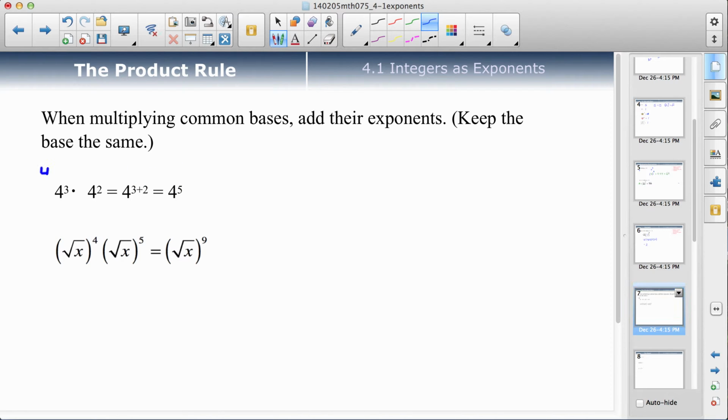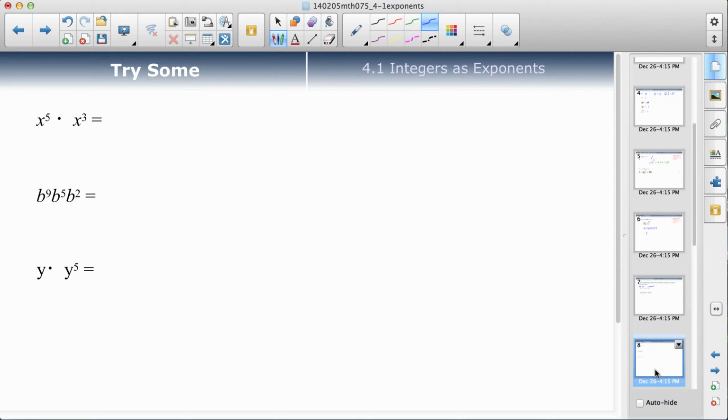You could write that out, I guess, as 4 times 4 times 4, and then this one is 4 times 4. And if you wanted to write it all out together, there's how many altogether? There's 5 of them. And rather than writing them all out like I did there, you can just write 4 to the 5th. Same thing here. It doesn't matter what you have. If the bases are the same and you're multiplying, which we are here, you leave the base alone and just add the exponents.